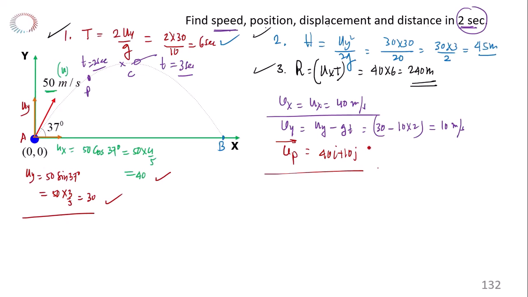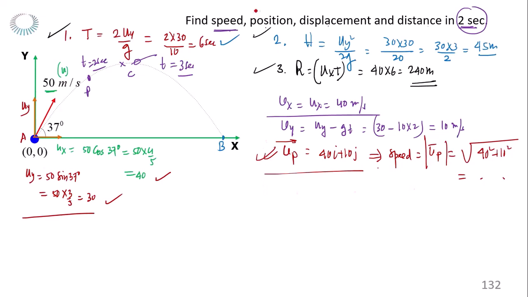Okay. So once I calculate the velocity, this is the velocity vector after 2 seconds. Now corresponding to that, what is the speed? Speed is basically the modulus of the velocity vector. That is equal to the square root of 40 squared plus 10 squared. We can calculate that and that will be the answer for the speed.